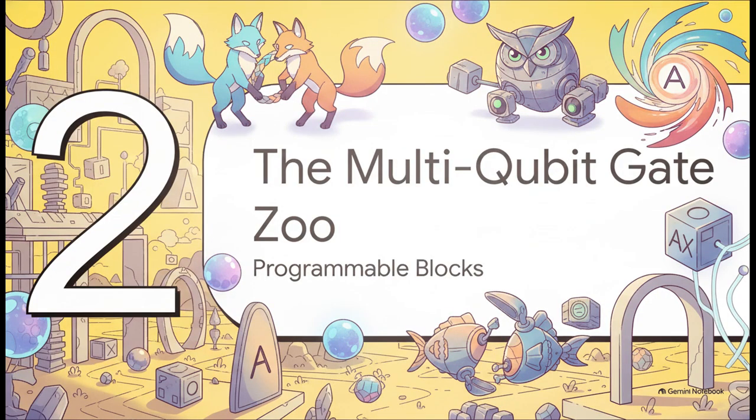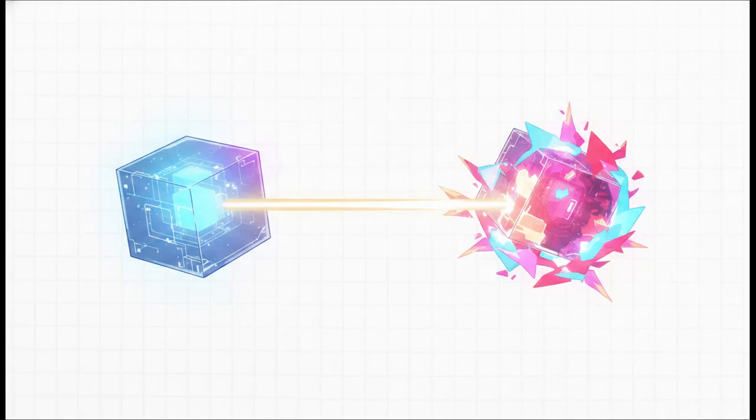Moving right along to Section 2, the multi-qubit gate zoo. Let's meet the programmable building blocks of our quantum circuits. There are three major multi-qubit gates you definitely need to know. First up is the controlled NOT, or CNOT gate. It looks at a control bit, and if that control is a 1, it flips the target bit. If it's 0, nothing happens.